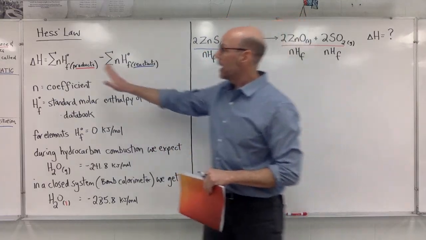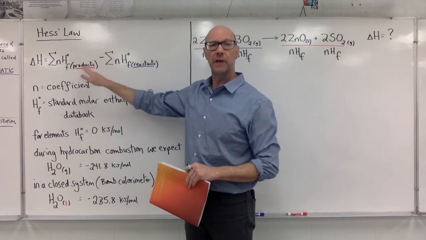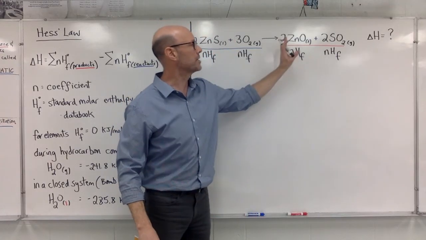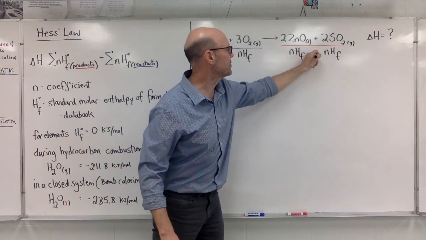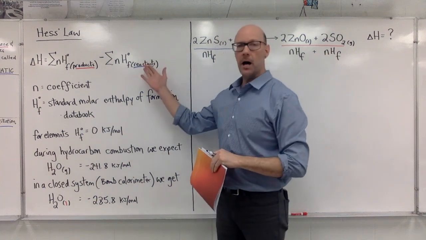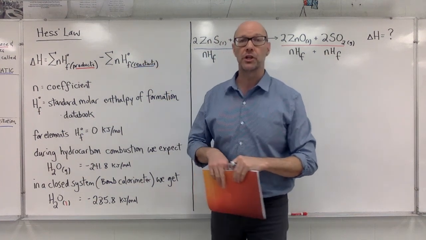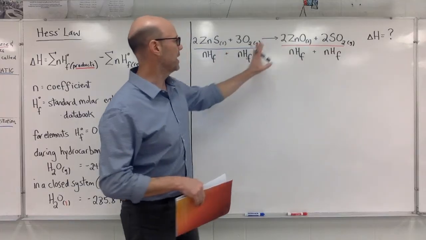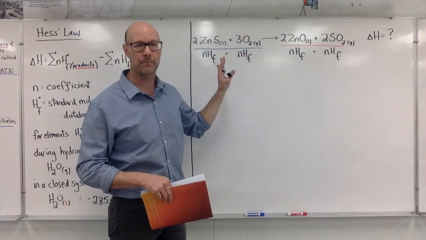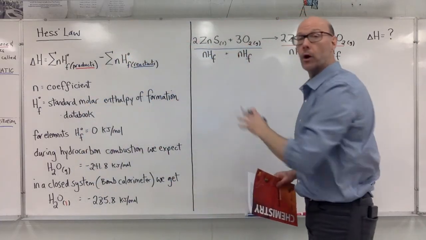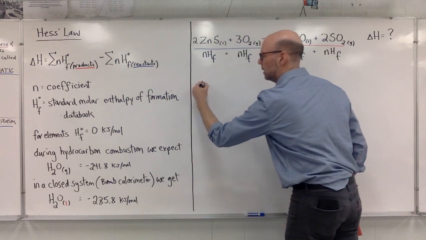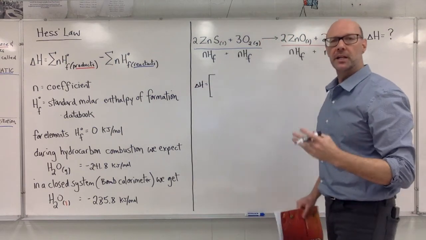Let's look again at the formula. It's the sum of the n Hf of the products. The sum of them. The n Hf of the products added together. It's the sum of the products subtract the sum of the moles times the molar enthalpy of formation of the reactants. So we're going to have these two added together, subtract these reactants. Okay? I'm going to change that into the form that we're experiencing in the equation. Delta H equals. I like to just put a big square bracket.